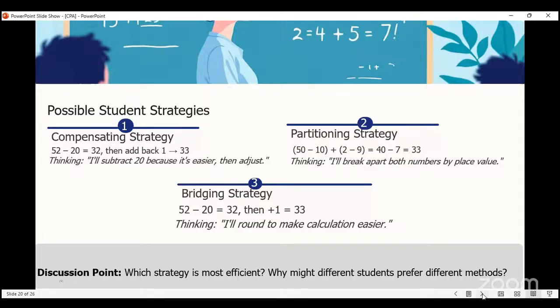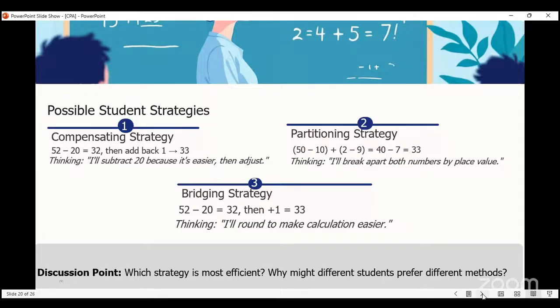All right. But the second question is why? Why do you think students will prefer different methods? Can we unmute our mics, please?